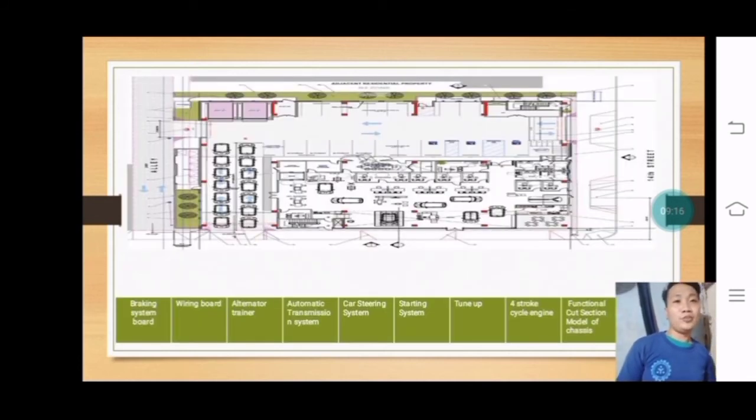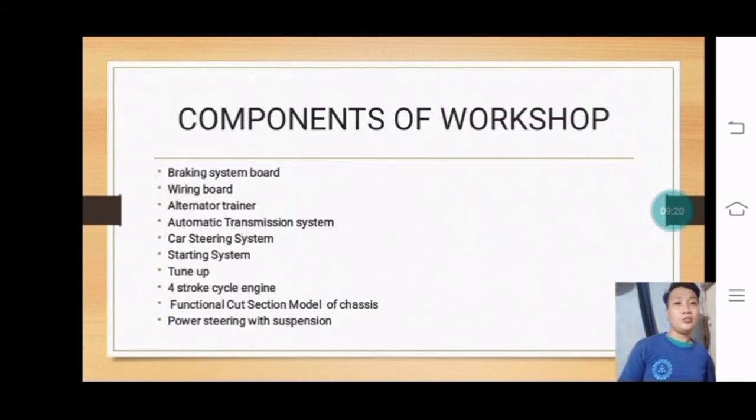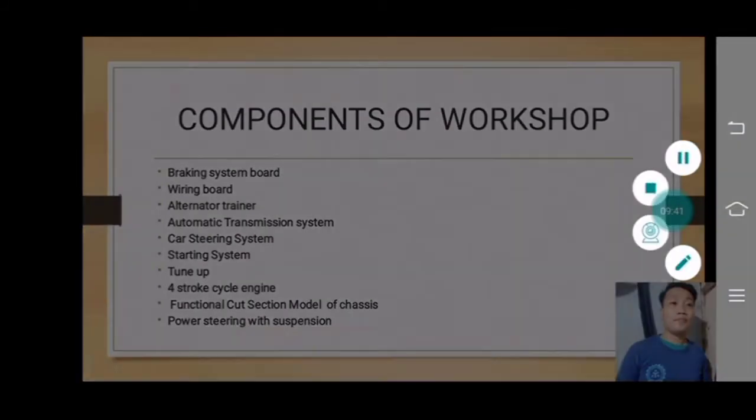Ito yung sa laboratory. Automotive. Components of workshop. Braking system board, wiring board, alternator training, automatic transmission system, car steering system, starting system, tune-up for four cycle engine, functional cut section model of chassis, power steering with suspension. Okay.